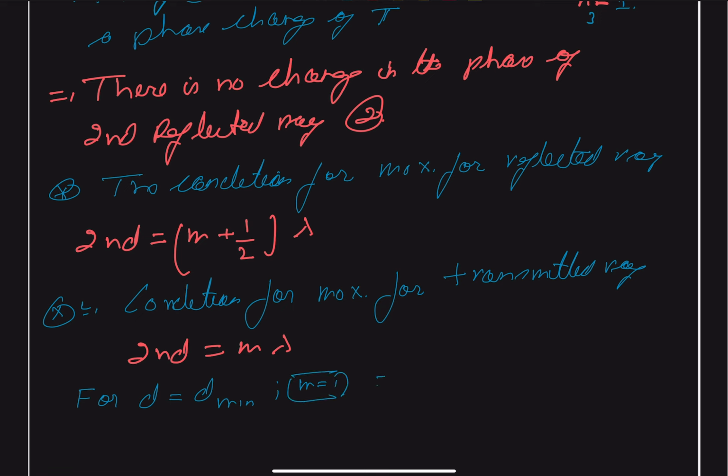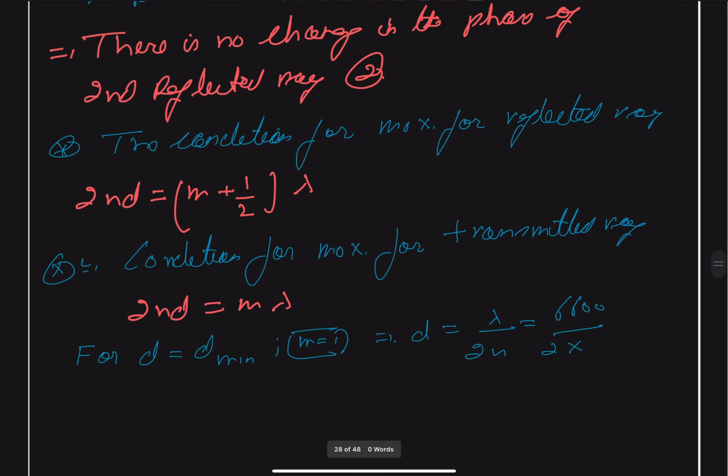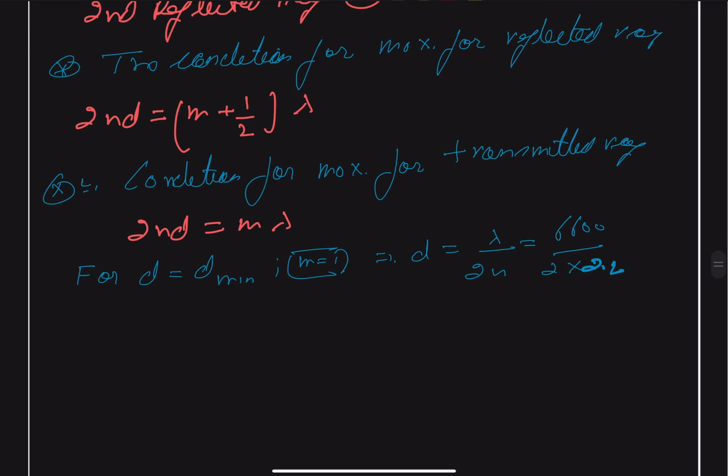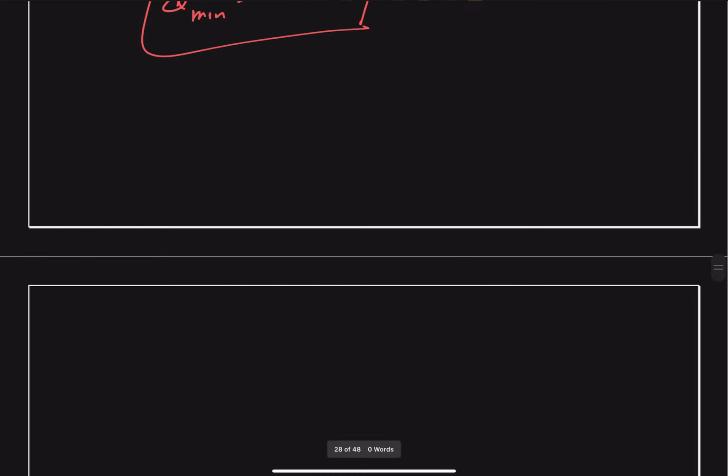Therefore, we can write that the thickness d will be equal to lambda divided by 2n, where n is the refractive index. So lambda is our 6600, divided by 2, and the refractive index is given to us as 2.2. Therefore this thickness d, this is our d minimum rather, will be approximately 1500 angstrom. We come to the next question.